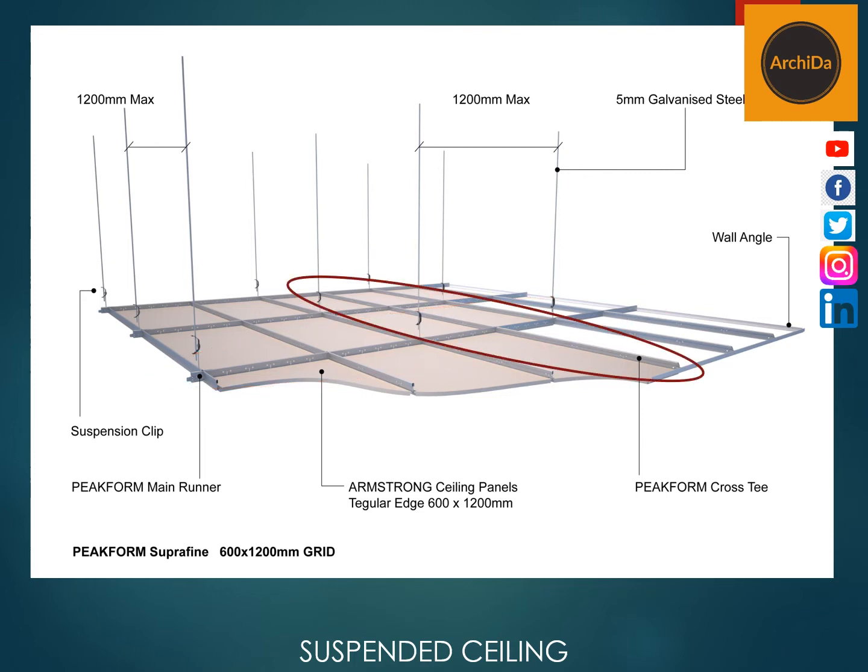Next, you will have what is called a cross T. These are smaller pieces placed against the run of your main runner. Then on the left side portion, you will see there is a suspension clip. That is where you start clipping your runners, either the main or your cross T's, to the slab above.